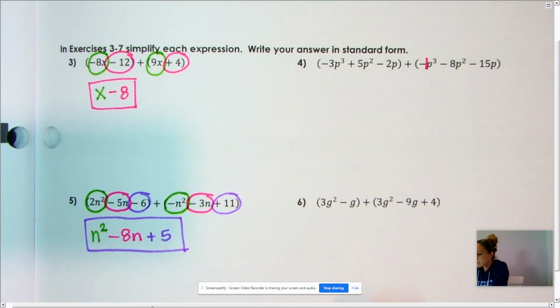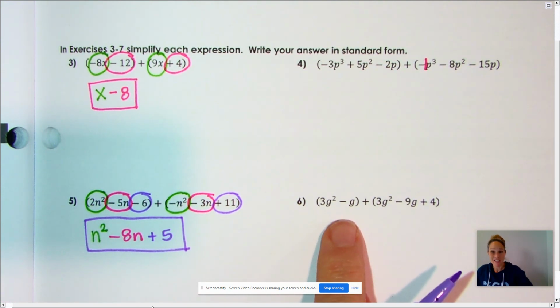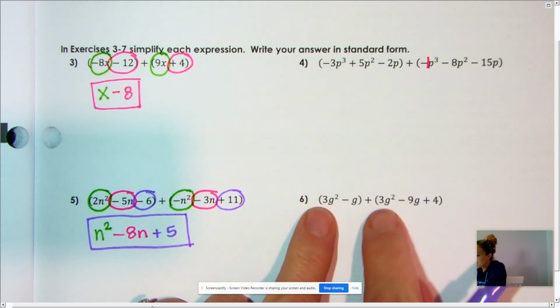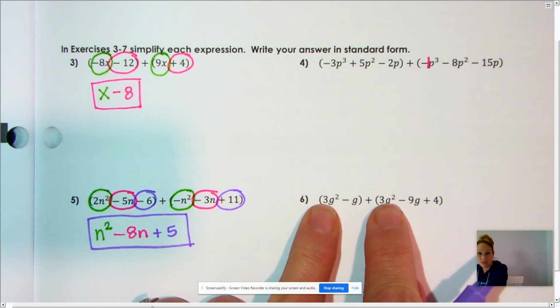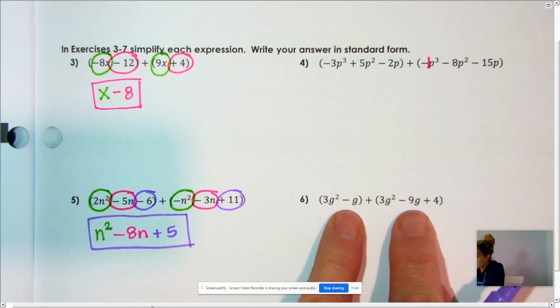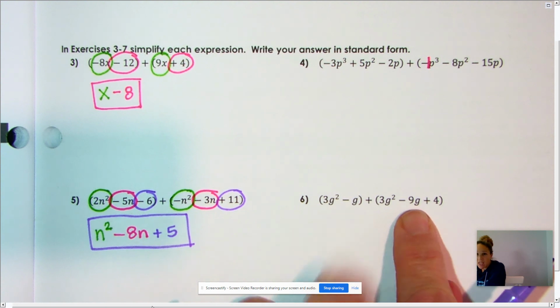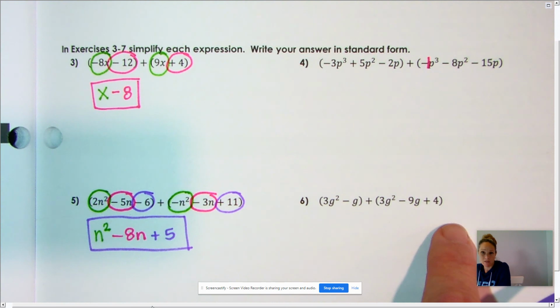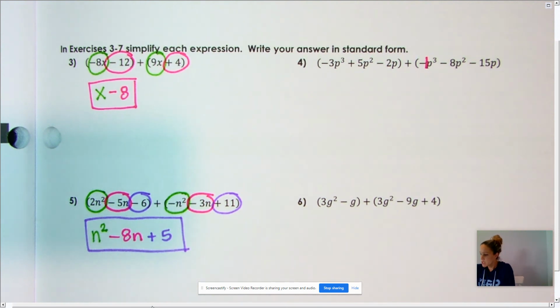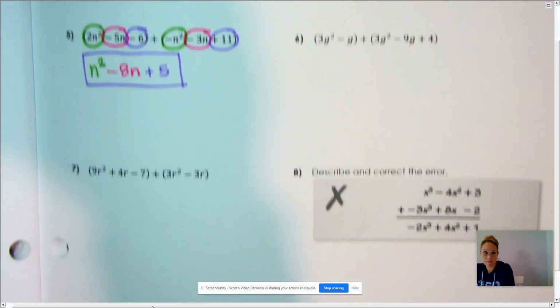So looking at problem 6, I'm not going to do this one for you, but I'll get you started. So remember, you're going to start with the highest exponent. So we'll do those first, and they don't cancel. They're both positive. 3 + 3 is 6. Okay, then you're going to go to the next highest, which would be the g's. And then that 4 has nothing to add with it, so you just write the +4 at the end. Okay, so we're going to move on to question number 7.